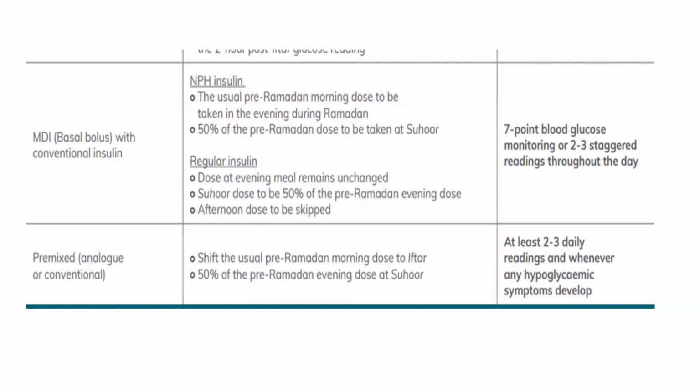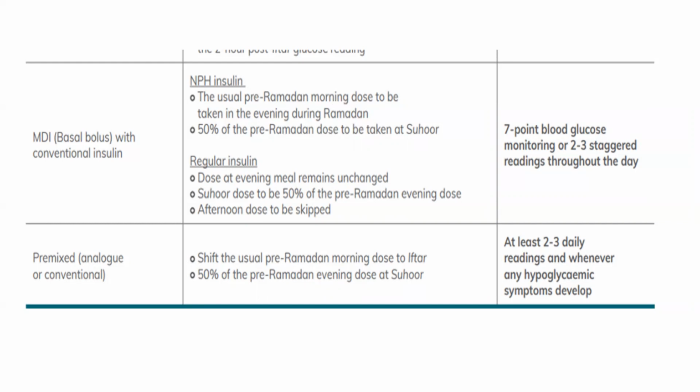Now, what about patients who are on a basal bolus with a conventional insulin? So here we are talking about the intermediate acting insulin like NPH insulin, or for that matter, the Actrapid, which is the regular insulin or Humulin R. Now, the usual pre-Ramadan morning dose to be taken in the evening during Ramadan. So whatever dose the patient is taking in the morning for the NPH, for example, NPH is usually taken twice a day. Now, in a scenario where the patient is taking 20 units in the morning and 18 units in the evening, so total of 38 units in the day.